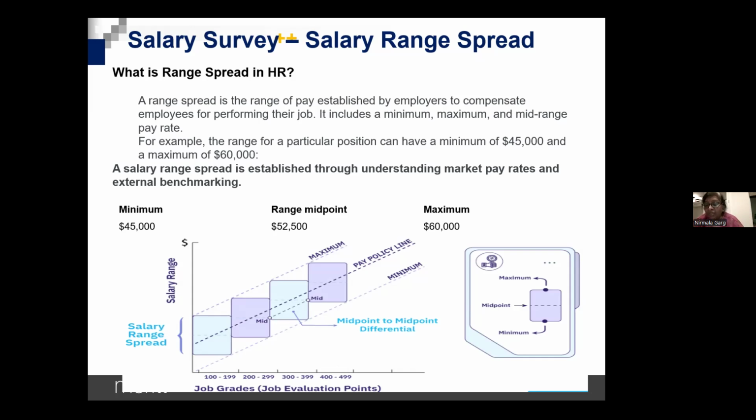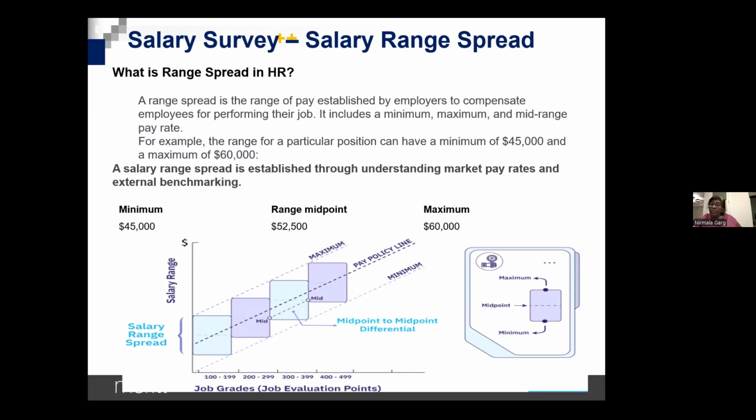So why should we have a structure? My basic question is, why should an organization have structures? What happens if I don't have a structure? I'll pay Preeti X amount, I'll pay Neha Y amount, I'll pay somebody A amount. But at a similar grade, the pay points or the pay ranges should be similar. Standardization and parity, equity, you could say.